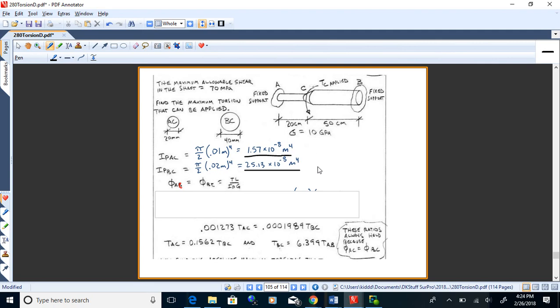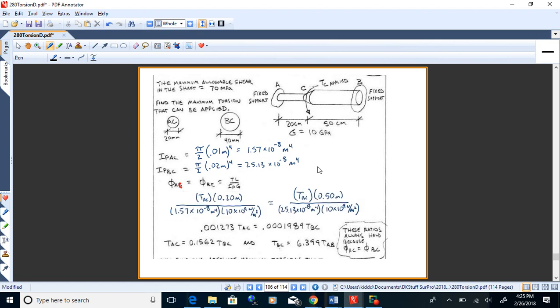Now, what I know then is that the angle at C can be calculated either from A to C or B to C, and that's TL over IG. And I've got the G value, I've got the I's for both sides, and I've got the lengths of both sides. So what I can do then is go ahead and relate the two torsions together by using that relationship.